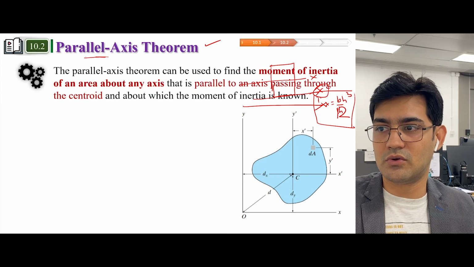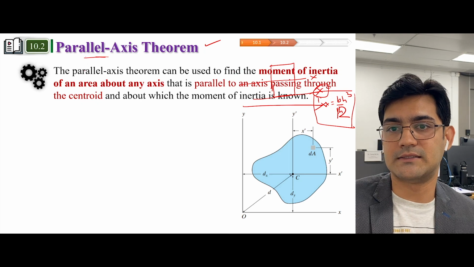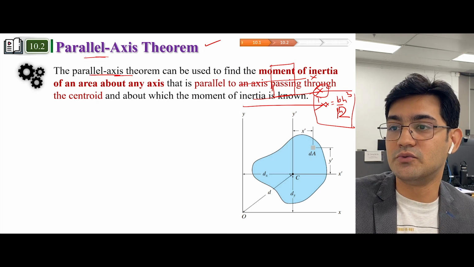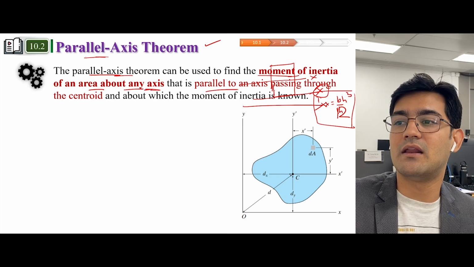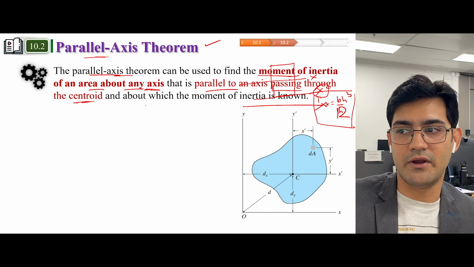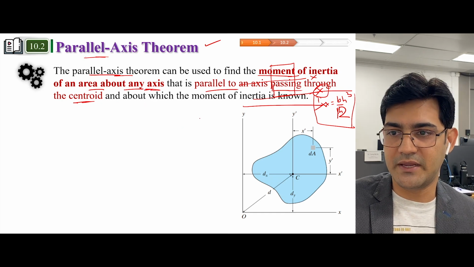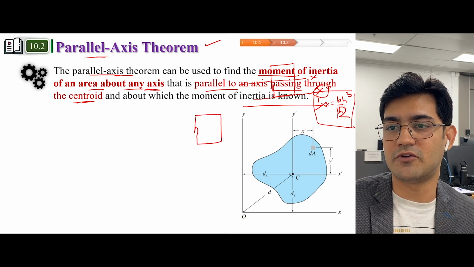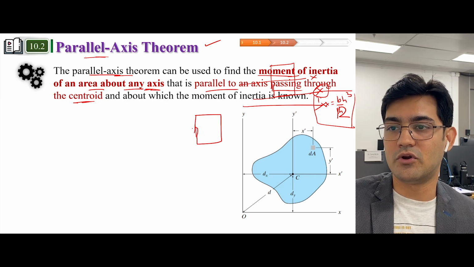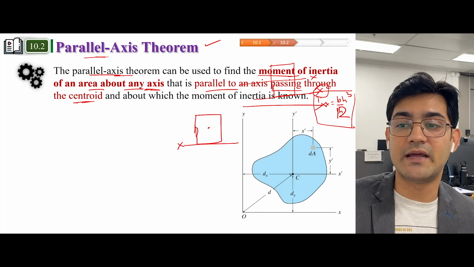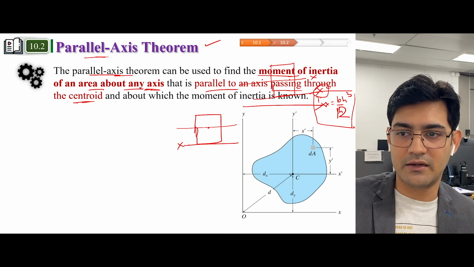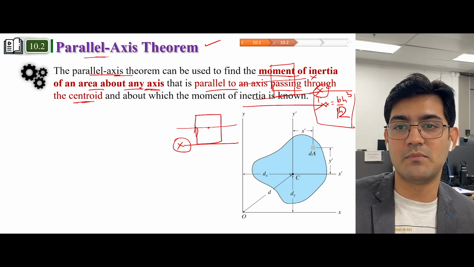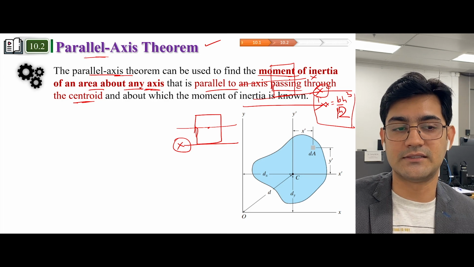So what is a parallel axis theorem? A parallel axis theorem can be used to find moment of inertia of an area about any axis that is parallel to an axis passing through the centroid. So all this means is that if you want to calculate the moment of inertia, let's just say along this axis, it has to be parallel to the centroid, but you can calculate the moment of inertia along any such axis by using this parallel axis theorem.